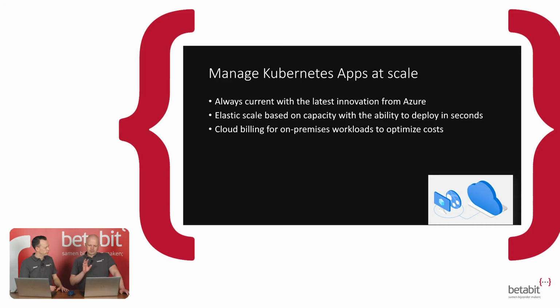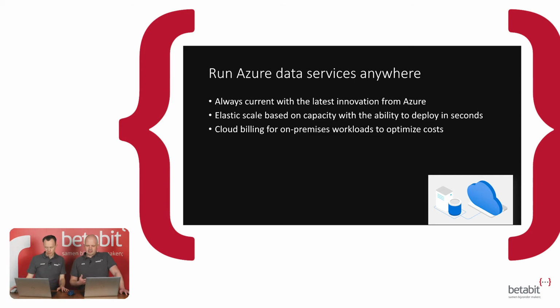Yeah, true. And now we actually saw this for the workload and the on-premise and the VMs, and then we saw managing Kubernetes apps at scale. But then they also have running Azure Data Services anywhere. That's actually now, as I said, a preview that you need to sign up for. But this actually allows you to have Azure-based data services actually running on your on-premises hardware, because you can.